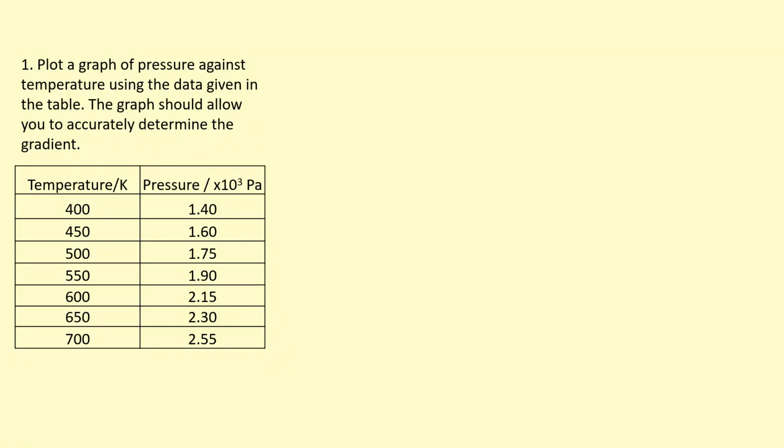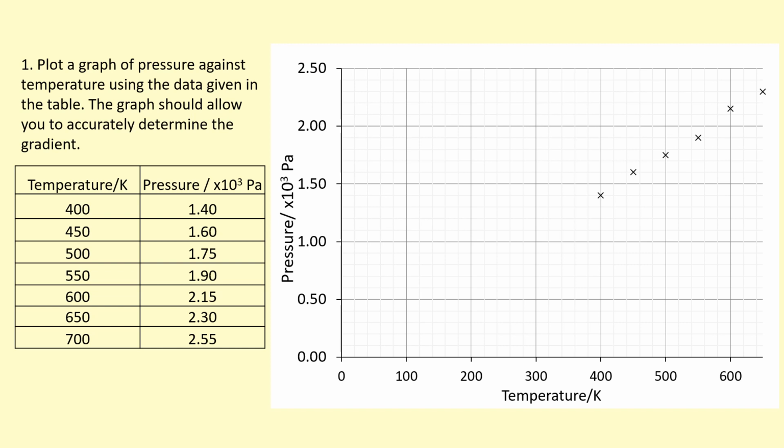In this question, you're asked to plot a graph of pressure against temperature using the data given in the table. The graph should allow you to accurately determine the gradient. Okay, so here's an example of a graph that students tend to draw. The reason why they've drawn this is because they've got the origin on the bottom left, 0, 0. But the problem with this graph is it's not going to allow you to determine the gradient very accurately.